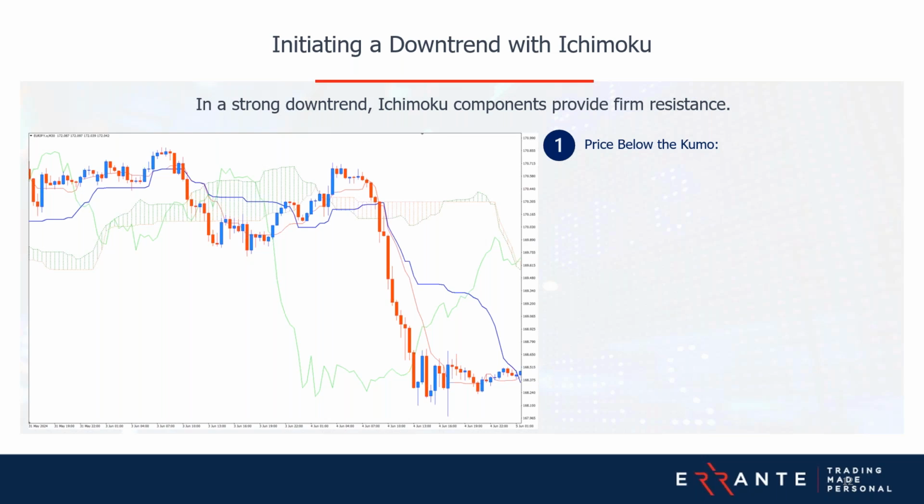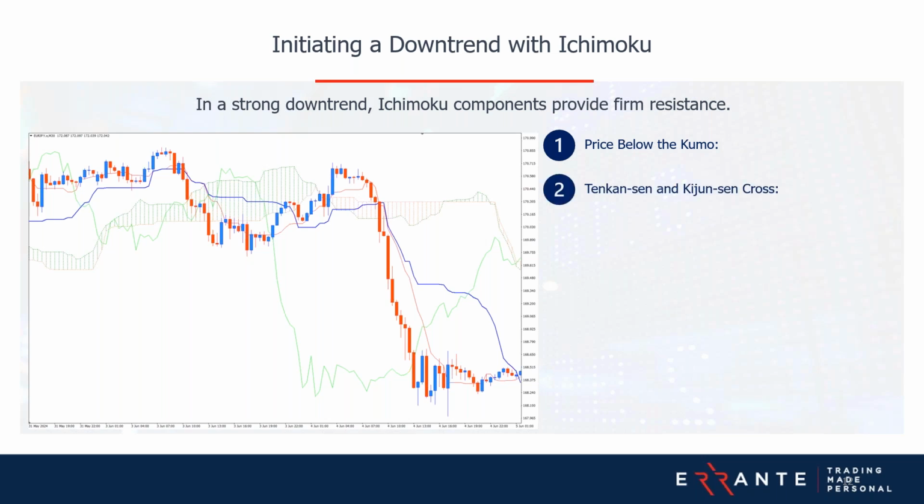a downtrend. We know the Kumo serves as a significant support level. So when the price moves below the Kumo, it changes its role from support to resistance, and it suggests that the bearish forces are taking over, signaling the onset of a downward movement.